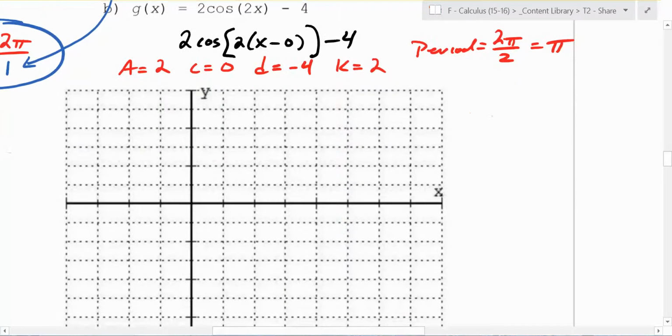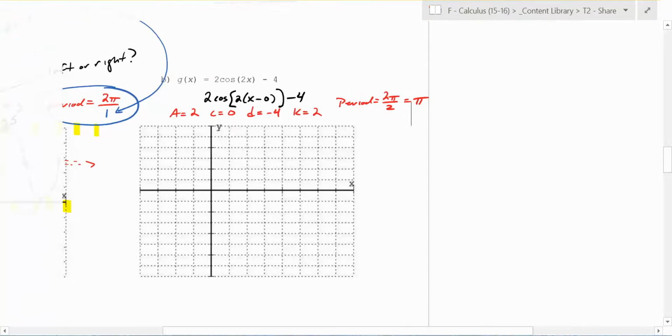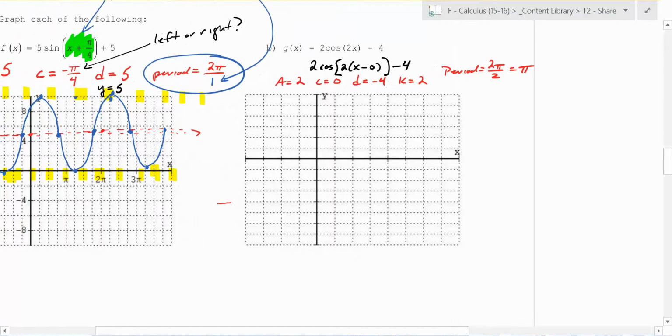Exactly. So where's the midline? If d is negative 4, what's the midline going to be? y equals negative 4. We have the same scale on this one, so y equals negative 4 is right here.